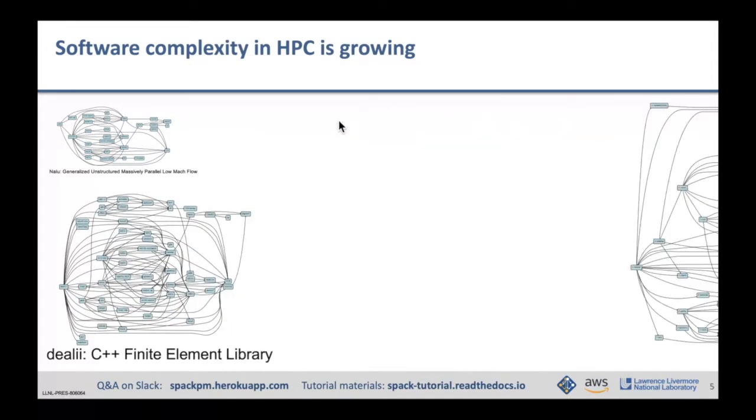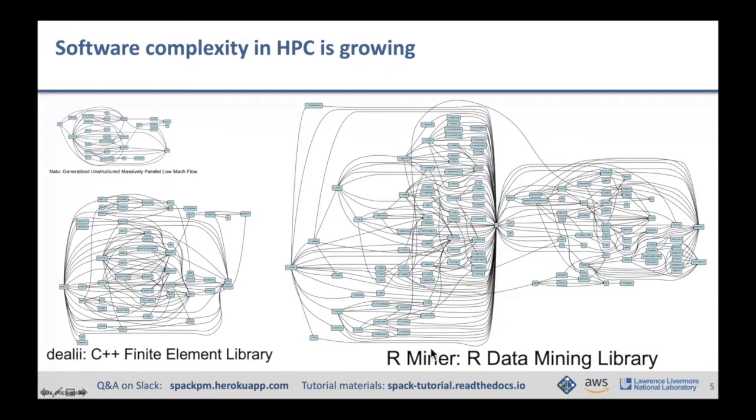And if you look at some of the machine learning codes that people try to build on HPC machines, like RMiner, this is a data mining library. There are a ton of packages that you have to manage just to get something installed. So this is the main package over here, and everything to the right of that is its dependencies. This is R in the middle, and then these are all of R's native dependencies.